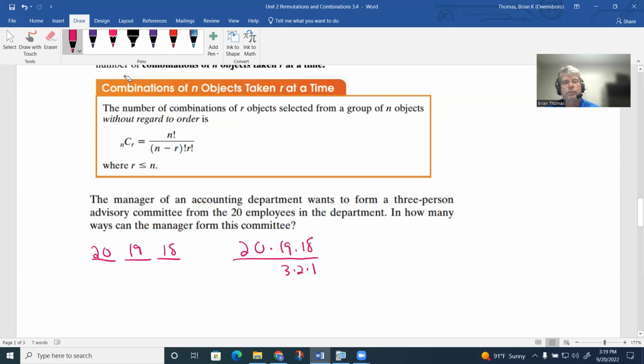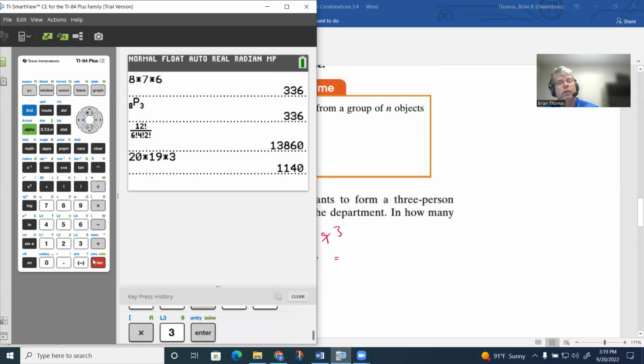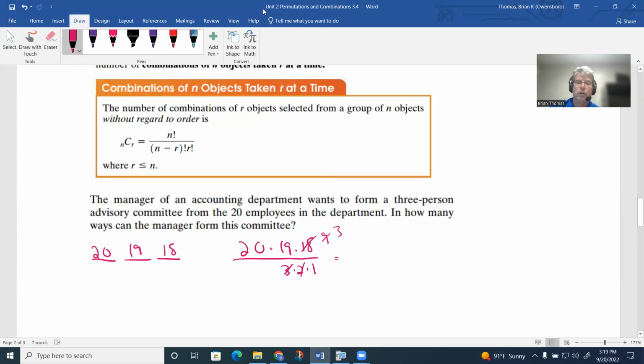The 2 would go into 18 9 times, and the 3 would go into 9 3 times. So what I essentially have is 20 times 19 times 3 is what this turns down to. If I'm trying to do that without the calculator, 20 times 19 times 3 gives us 1140. So that's using my logic.